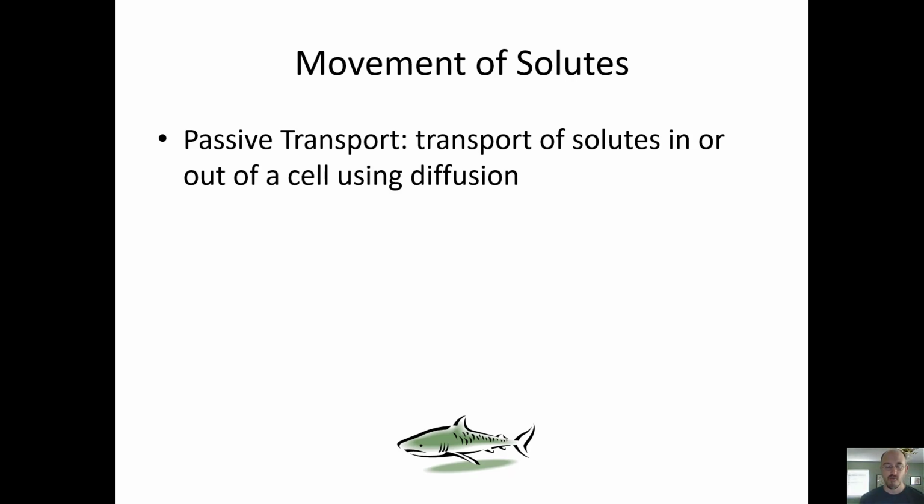Greetings. We left off last time talking about diffusion and osmosis. I want to continue this with a discussion of how things get in and out of a cell.